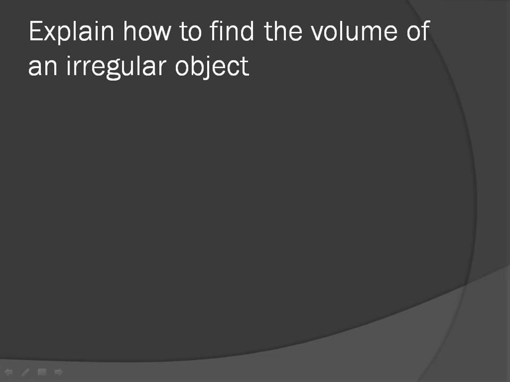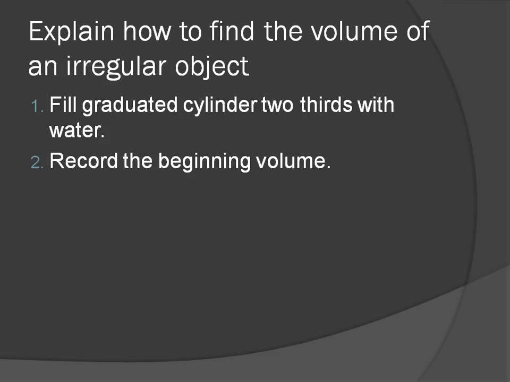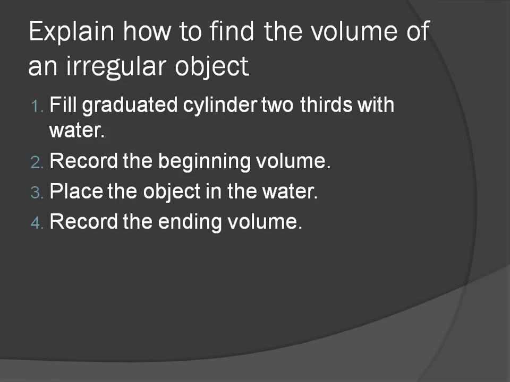The next topic says explain how to find the volume of an irregular object. Irregular objects would be anything that you cannot easily measure the volume of, so pretty much anything besides a rectangular object. The first thing you do is fill a graduated cylinder 2/3 full with water. Then you record the beginning volume. You place the object in the water and record the ending volume.